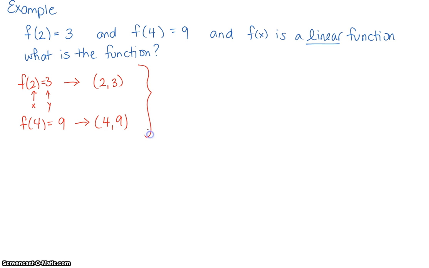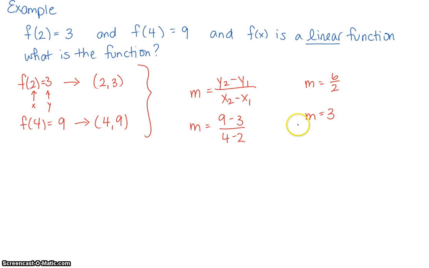From this, I have 2 points on the function and I know it's linear, so then you can use your slope, y2 minus y1 all over x2 minus x1. Your slope is then equal to 9 minus 3 all over 4 minus 2. So we get 6 over 2, so my m is going to be 3. Now it's a linear function, I now have a slope for that linear function, and we have 2 possible points.